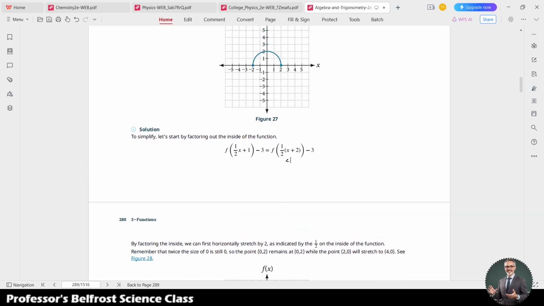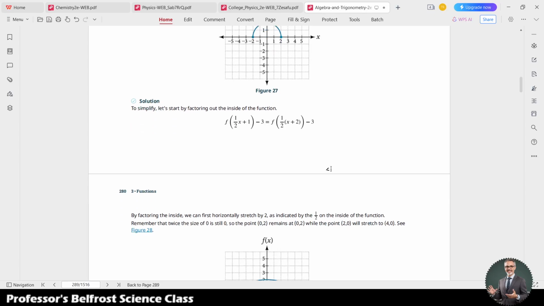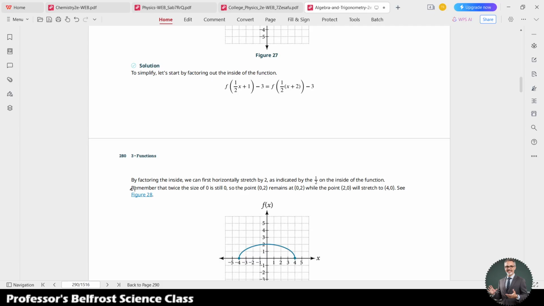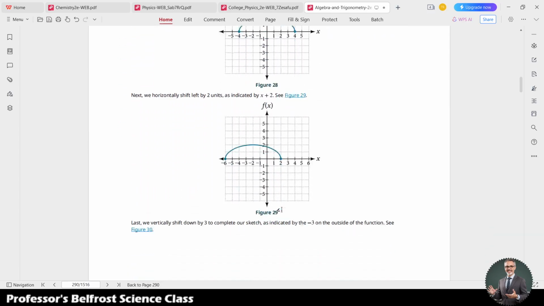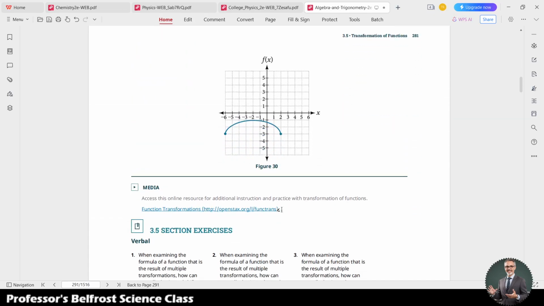Oh, I'm sorry. Actually, it works like this. Half x plus 2, okay? So it means that you need to first stretch by 2, then you shift 2 positions to the left, okay? Horizontally.